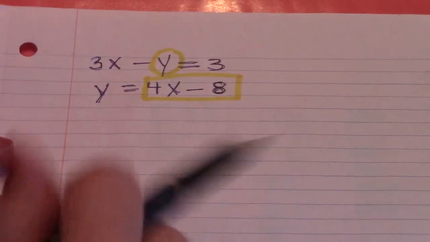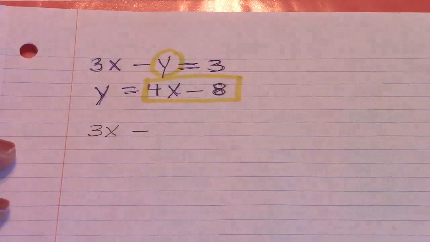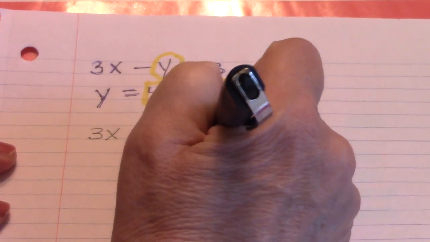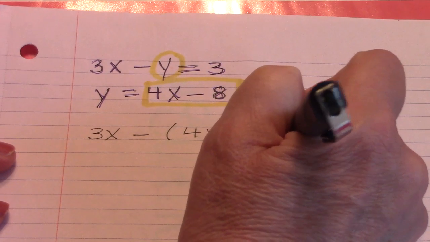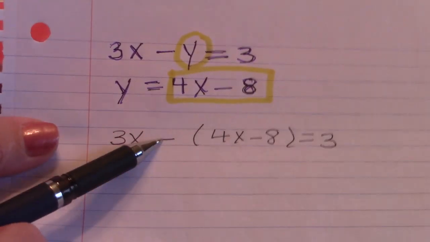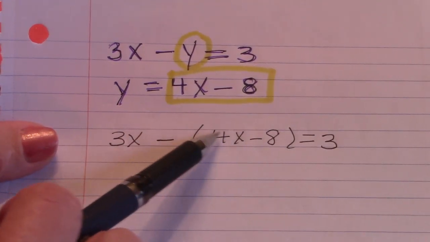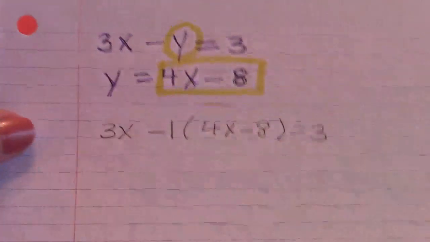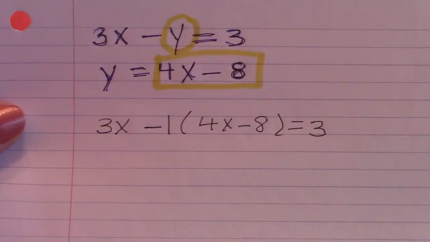All right? I get 3x minus parentheses 4x minus 8 equals 3. Now, here's where it gets tricky. This minus sign is going to affect everything in here. So let me put a 1 in there, because remember, it's really assumed to be a 1. That'll help me distribute, okay?